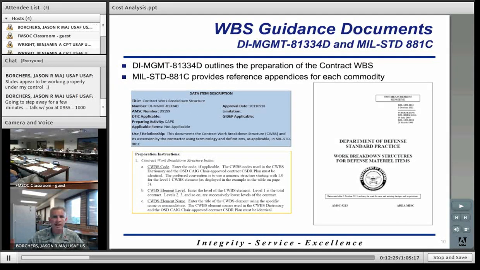It's going to list out the starting skeleton or backbone for how your WBS should look, and then you can modify it from there. But the point here is just to know you're not alone. If you need to create a cost estimate, go to Mill Standard 881C, and that will give you the starting point for how to actually do it.